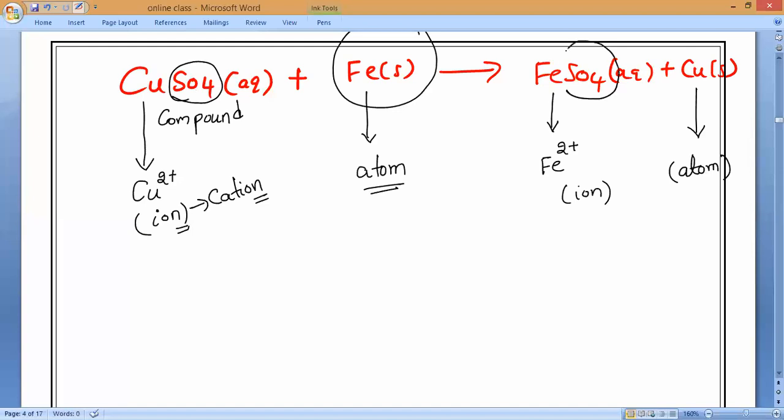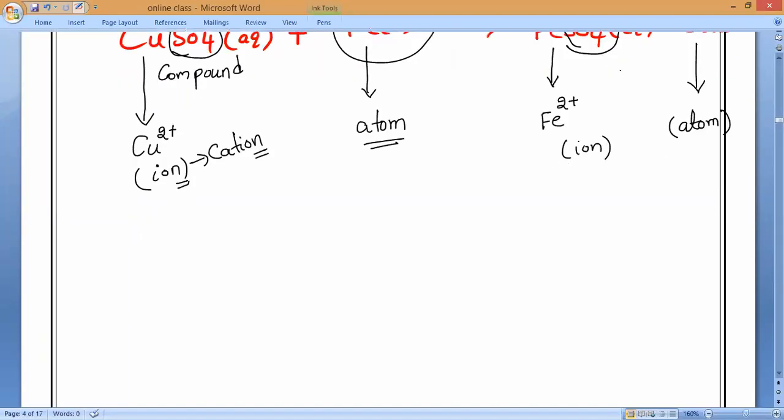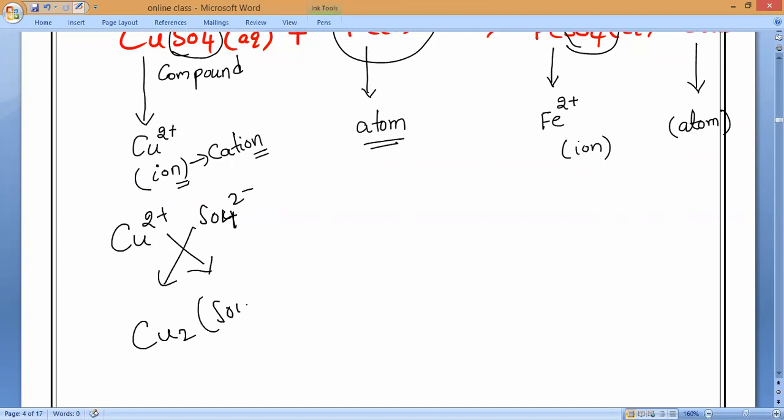So forget about this sulfate and write the remaining complete equation. Can you write it down? For example, Cu2+ and sulfate SO4 2-. With the crisscross method, what formula will come? Cu2(SO4)2, so the 2 will get cancelled.